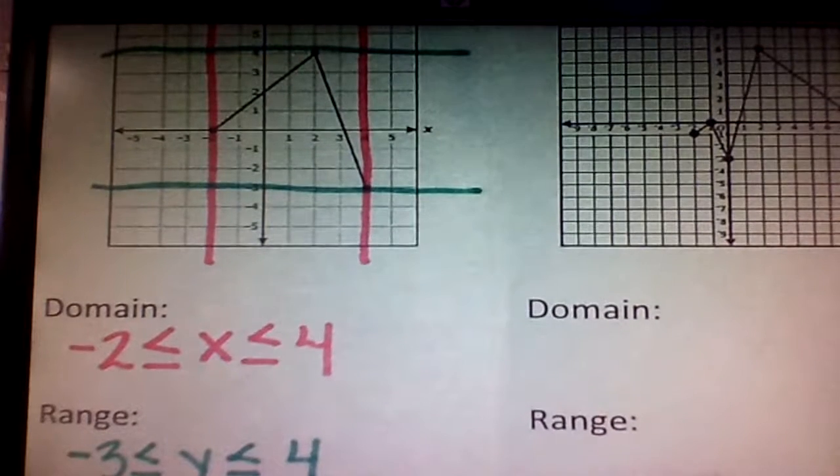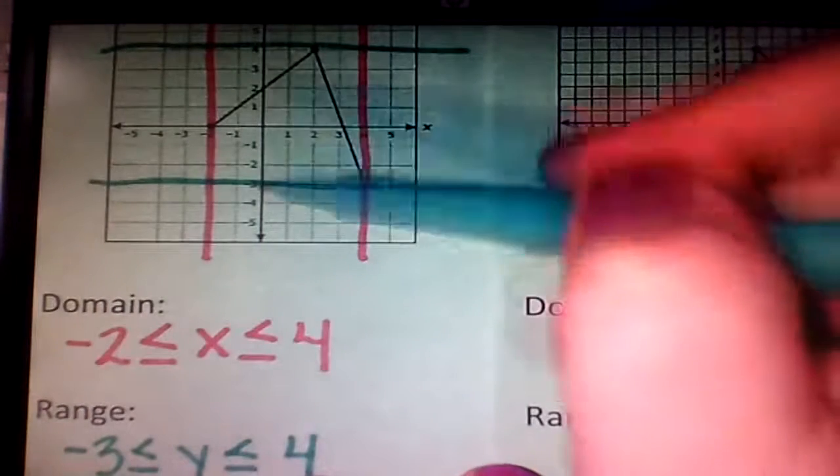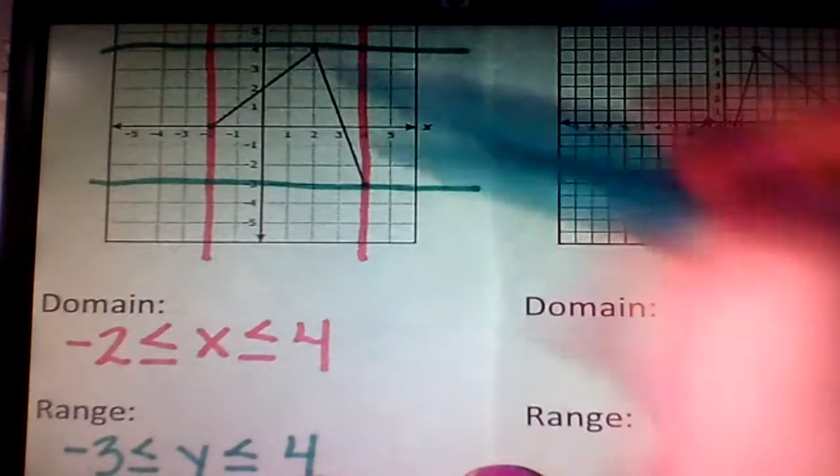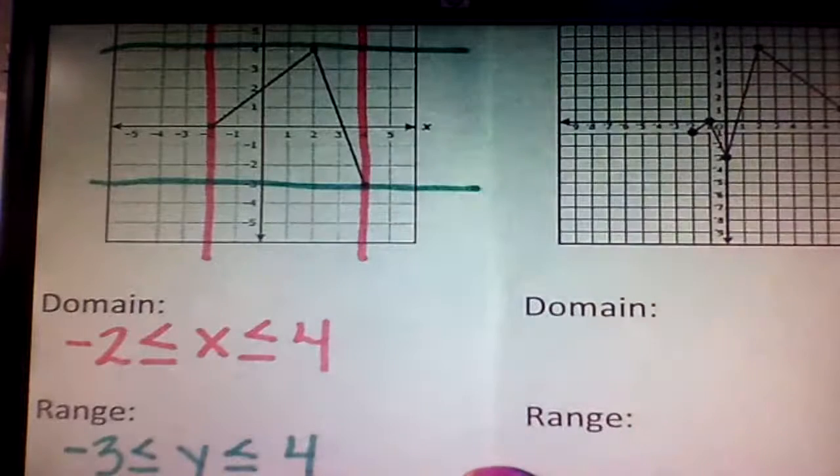So that means if I tell you y equals 3, you can give me an x value. If I tell you y equals 0, you can give me an x value. But I can't give you an x value if I tell you y is 5 or y is -5. It's outside of my range. I can only give you answers between -3 and +4 because that's the only area that my graph will cover.